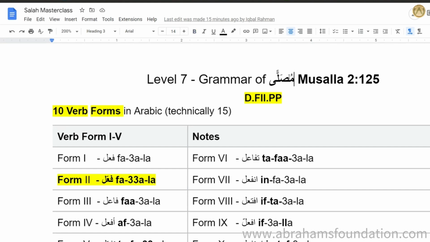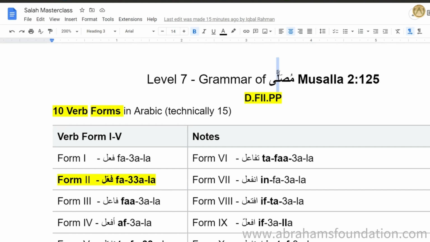So here's basically Muṣalla. It's not Muṣalla like a masala, like a spice in Indian cooking. It's Muṣalla. And that la changes everything. And that actually explains this, which we're going to come back to.